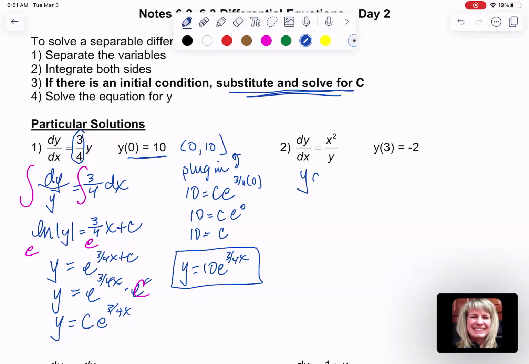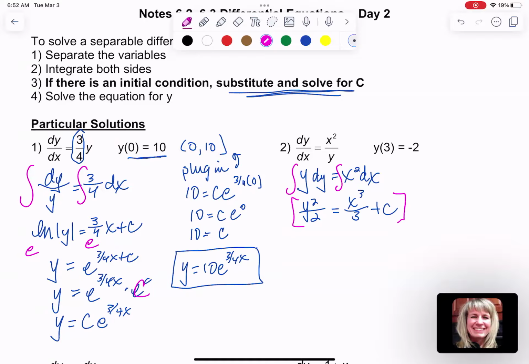All right, on the next one, again, get your y's on one side and your x's on another. So we'll have y dy equals x squared dx. If I integrate both sides, I get y squared over 2 equals x cubed over 3 plus c. If I go ahead and solve for y, I'm going to multiply everything by 2.